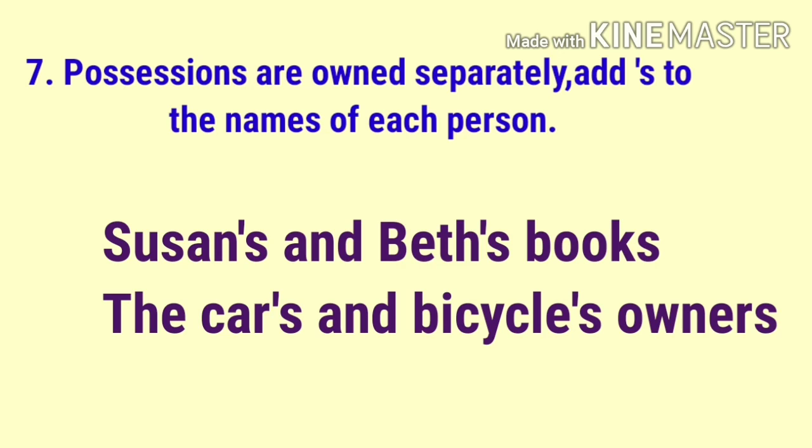Here the possessions are owned separately. We add apostrophe s to the name of each person. But if two or more people own the same thing, we add apostrophe s only to the name of the last person. Separately means we add apostrophe s for each person. Own the same thing means we add apostrophe s to the last person.